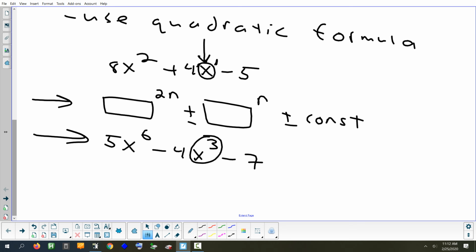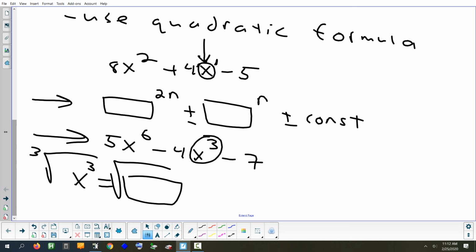So once you use quadratic formula, you're going to get an answer. You wouldn't write x equals the answer. You would write this. X cubed equals, and then put the answer in there from the quadratic formula. So this problem would have an extra step at the end. The extra step at the end would be to take the cube root of each side.